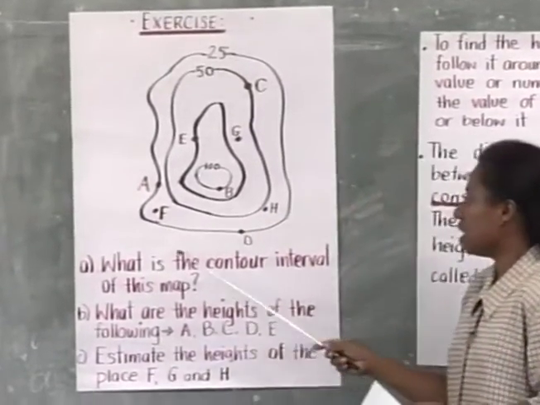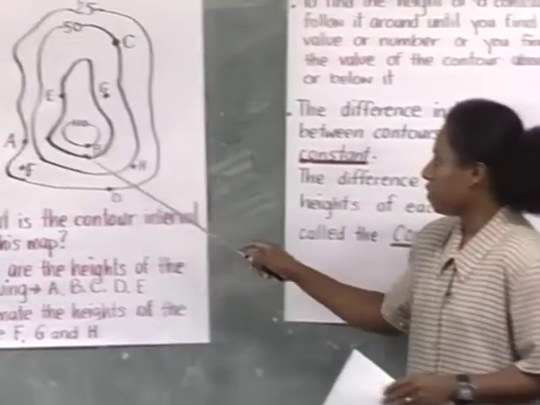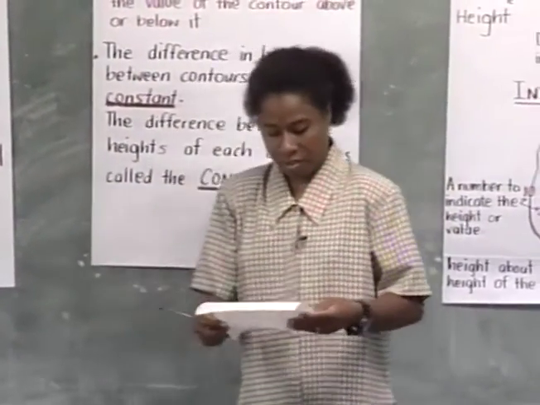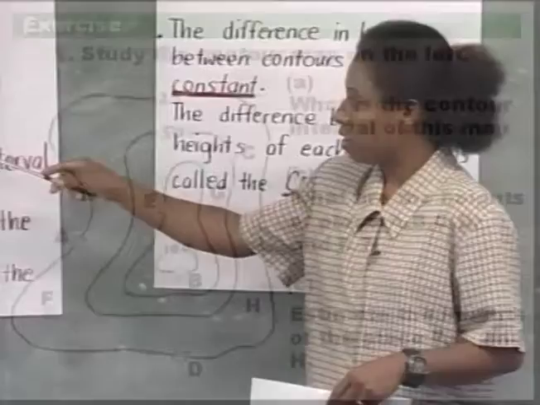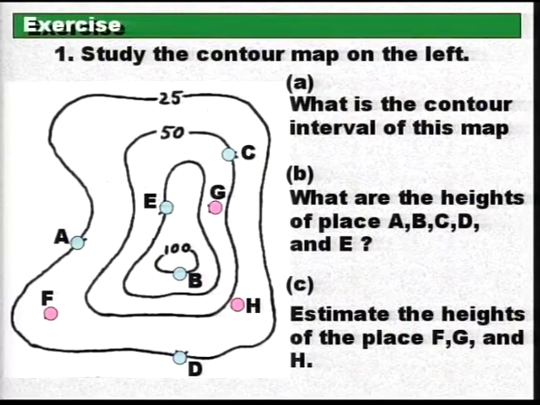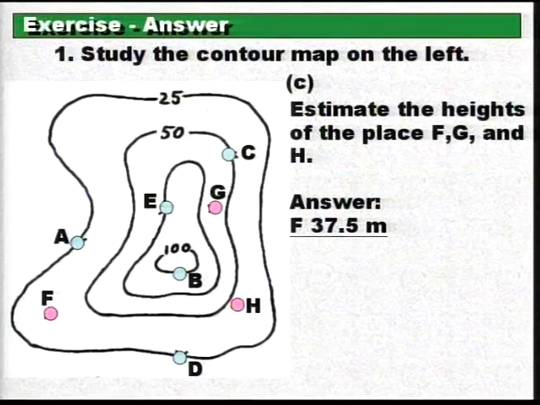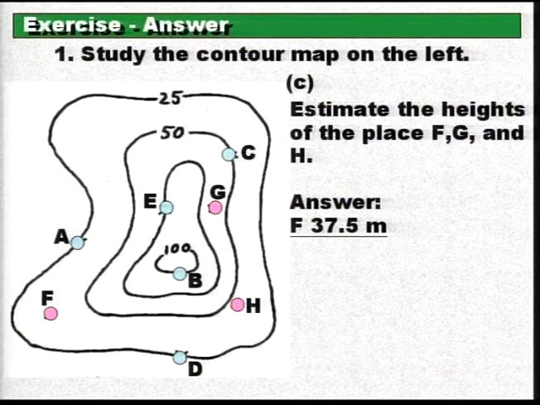This time, you're estimating the heights for the letters F, G, and H. Shelley, Loma, can you tell me your estimation for the letter F? It is 37.5 meters. Okay, would you like to also tell us how you got 37.5 meters? I divided 25 meters by 2. 25 by 2, and you will end up getting? 12.5 meters. So you're telling me this is 12.5?